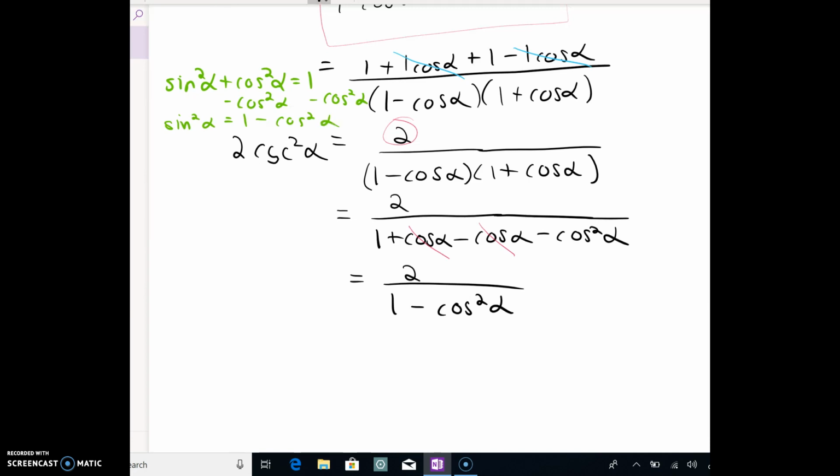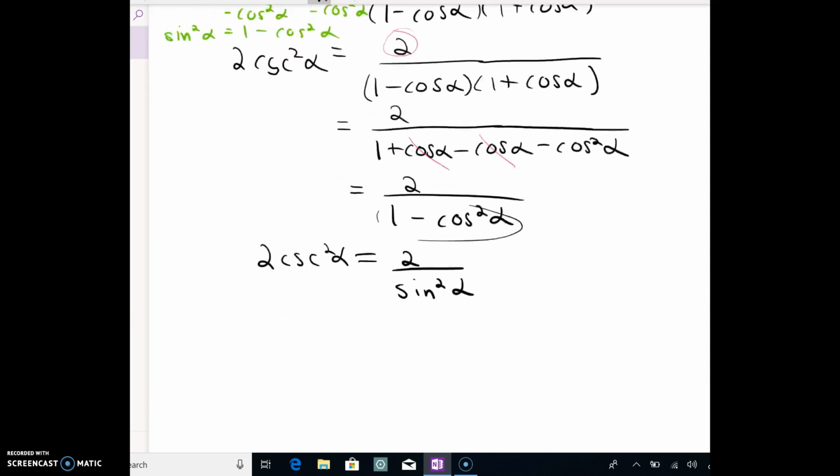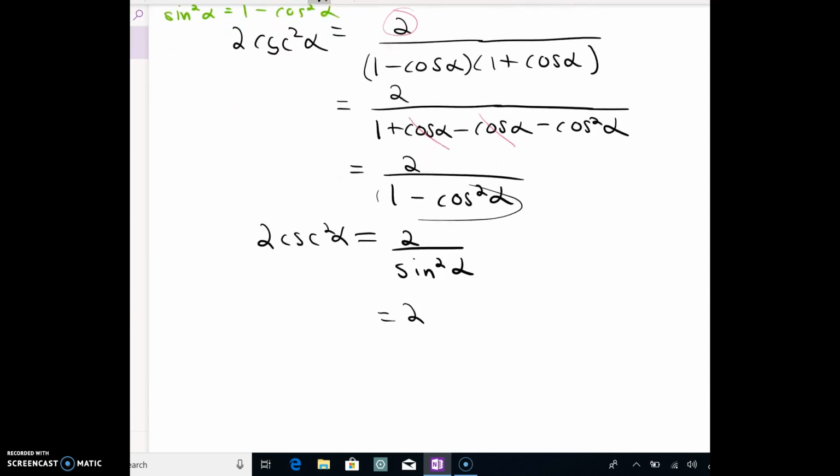Here's what we can do. This 1 minus cosine squared alpha, we can substitute in sine squared for it. So this is the same thing as saying 2 divided by sine squared alpha. And what is the reciprocal of sine? You got it. The reciprocal of sine is cosecant, so this is 2 cosecant squared alpha. And so, ladies and gentlemen, it has been shown, it has been verified.